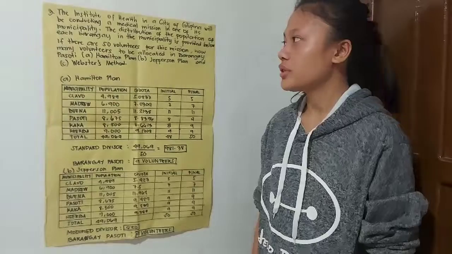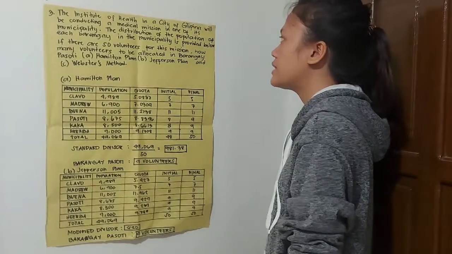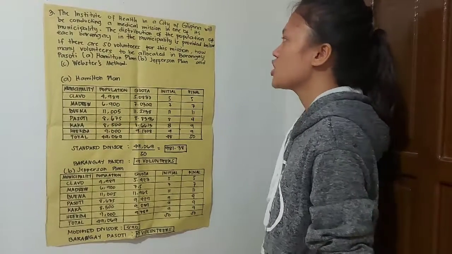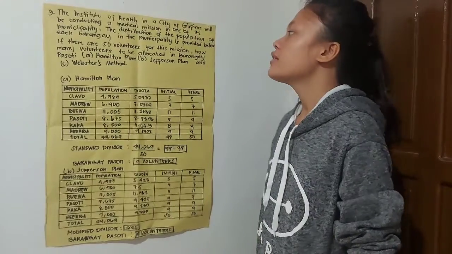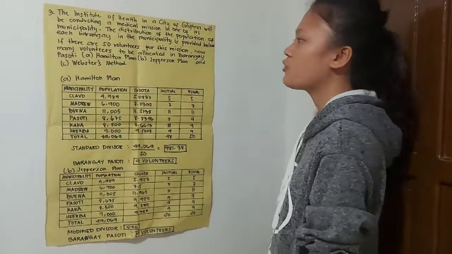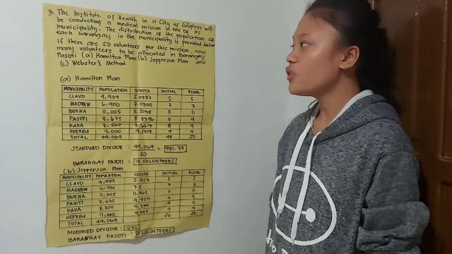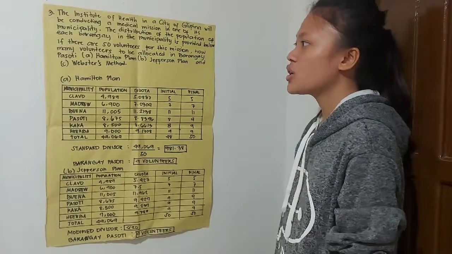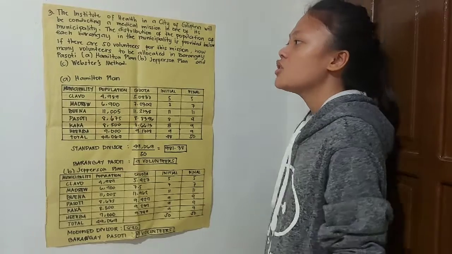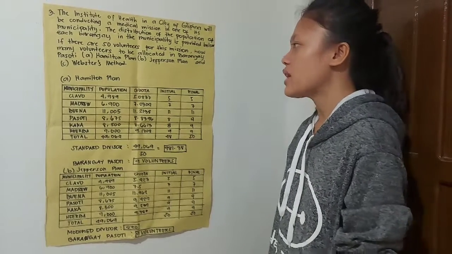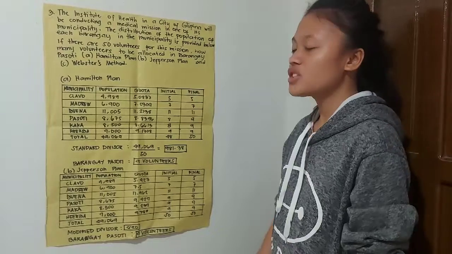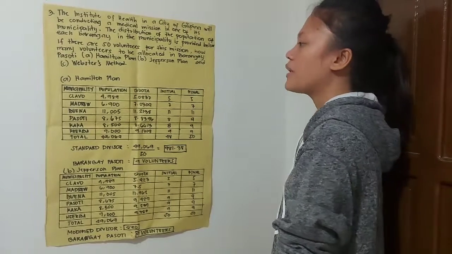For question number 3, the Institute of Health in the city of Gilipana will be conducting a medical mission in one of its municipalities. The distribution of the population of each barangay in the municipality is provided below. If there are 50 volunteers for this mission, how many volunteers are to be allocated in Barangay Pasote using the Hamilton Plan, the Jefferson Plan, and Webster's method? Let's start first with the Hamilton Plan.